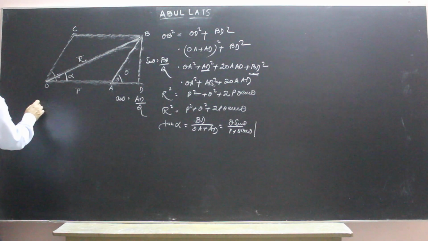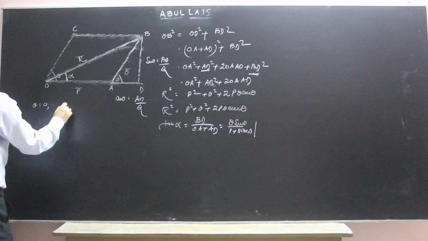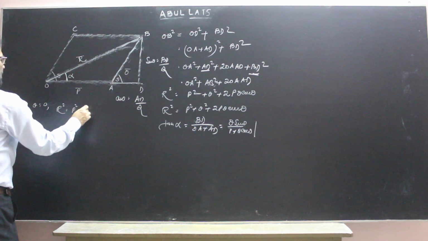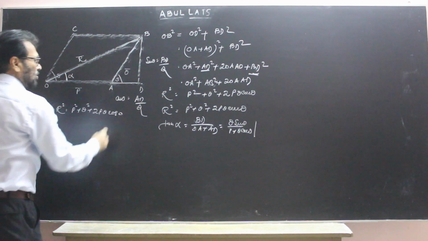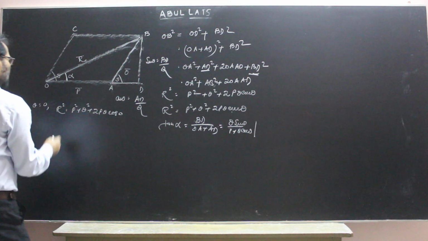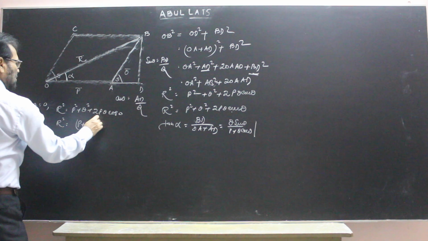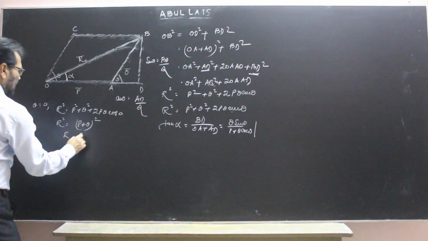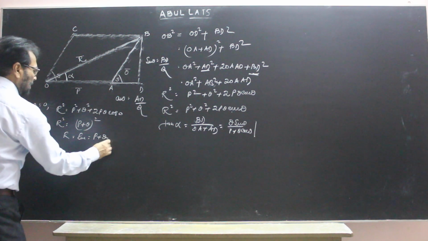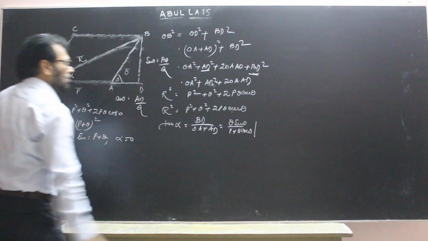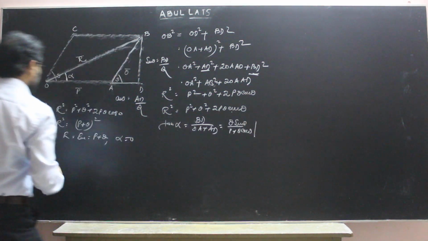If theta is 0, then R square is P square plus Q square plus 2PQ cos 0. Theta is 0 and cos 0 is 1. So R square is P plus Q whole square. So R is maximum, it is P plus Q, and alpha is 0 because theta is 0. Sin theta is 0, so alpha is 0.